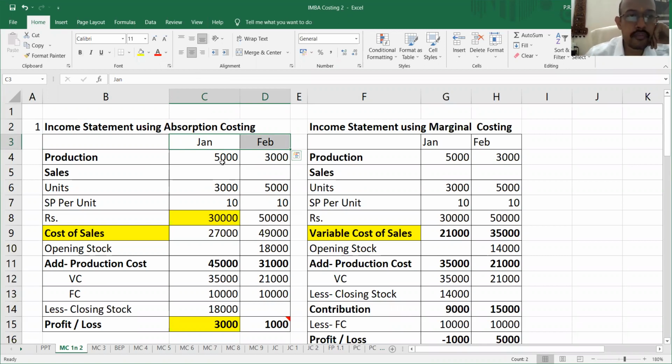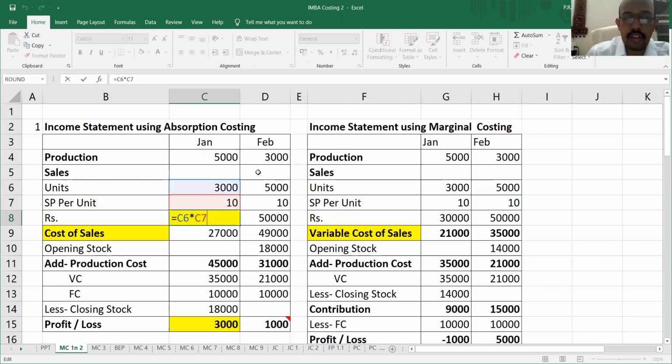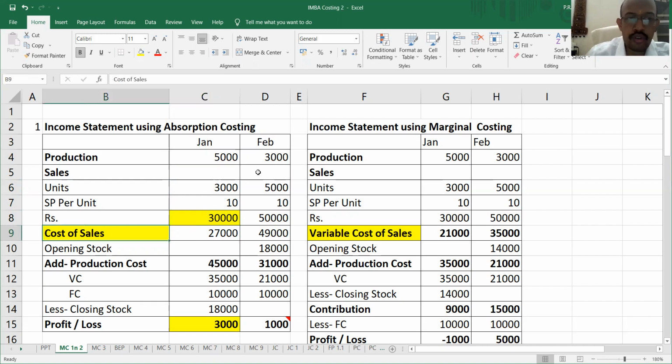Here we have the production of the month given in the sum. Then sales is given to us in the form of units, and the selling price is also given to us in the sum. So total sale comes to 3,000 units into 10 rupees per unit, that comes to 30,000. Now from this sales we are going to reduce the cost of sales so as to get the profit or loss. The formula for cost of sales is opening stock at the cost of production, which includes both the variable cost and the fixed cost, less the closing stock.